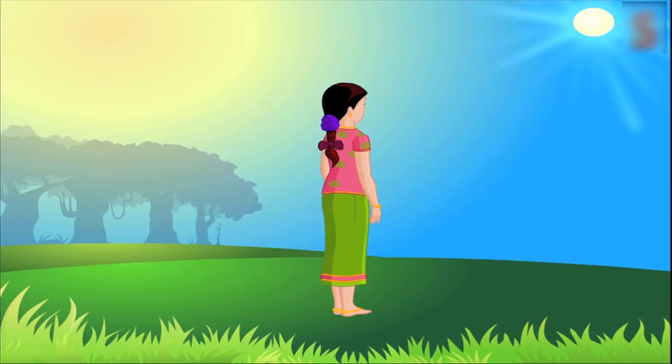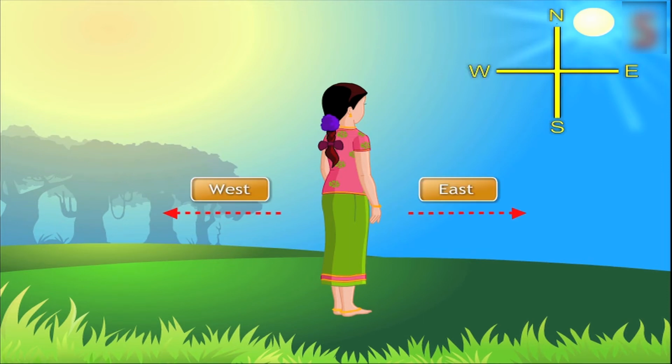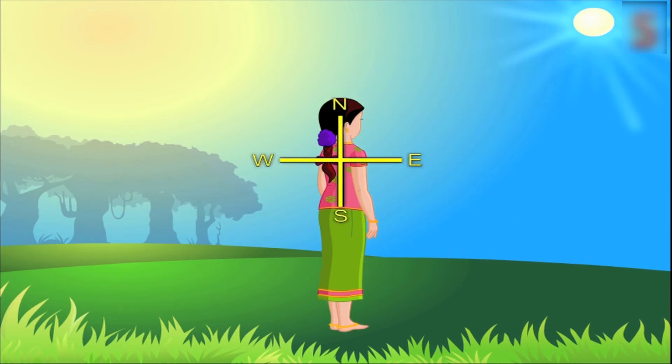The direction behind you or the direction opposite east is west. The direction on your right hand side when you are standing towards east is south. The direction opposite to south or the direction on your left hand side will be north. So, on the right is south, on the left is north, and the back is west. Isn't it simple? But students, remember that all these directions are relative to the direction of the sunrise, that is east.